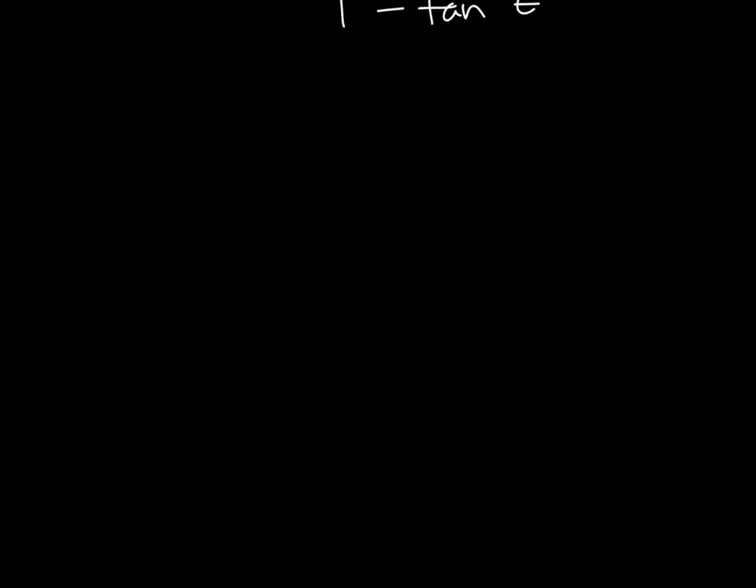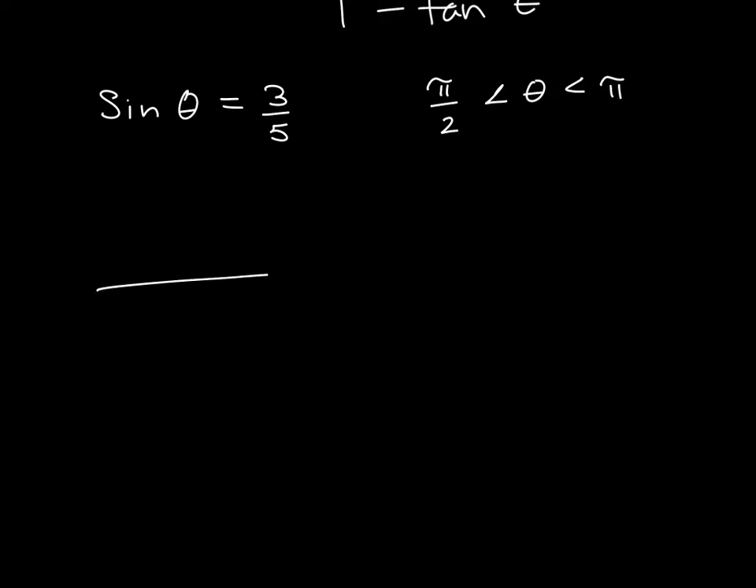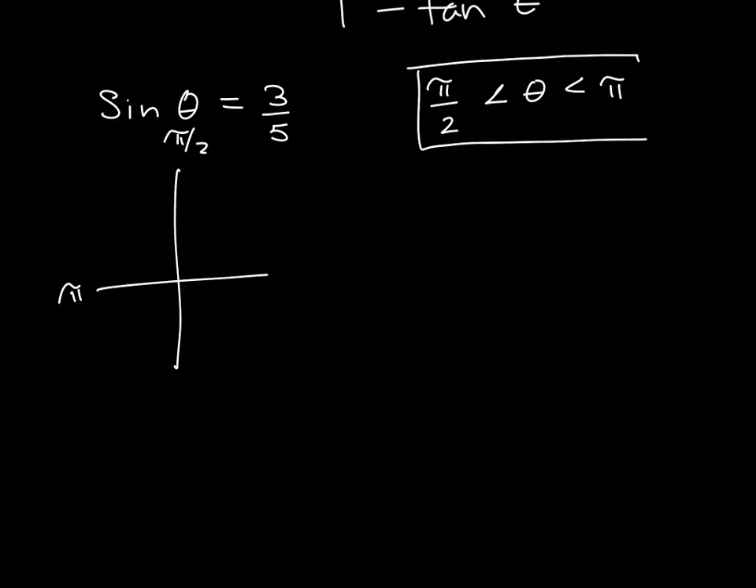So if we start with my given statement that the sine of theta is equal to 3 over 5, and we are only interested in the angle where theta is between pi over 2 and pi. Again, my interval is only between pi over 2 and pi. So we're going to go ahead and draw my triangle in here.